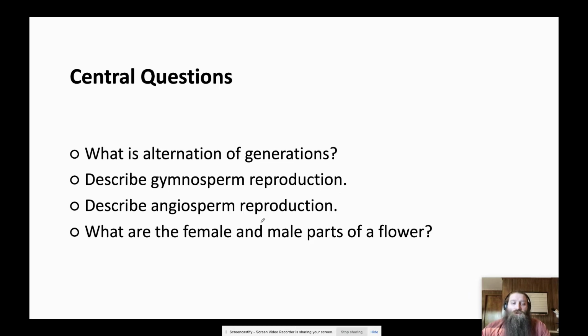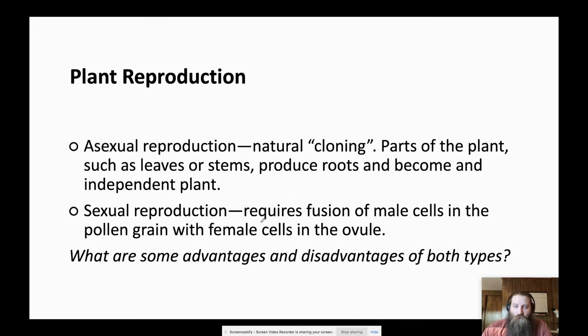We want to be able to describe gymnosperm reproduction. We want to be able to describe angiosperm reproduction. And we want to be able to label and name the male and female parts of a flower. So those are the big takeaways we're after. Now, plant reproduction can have different pathways forward.